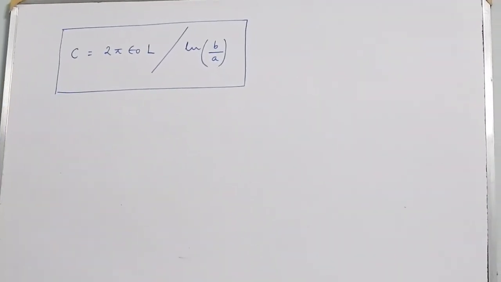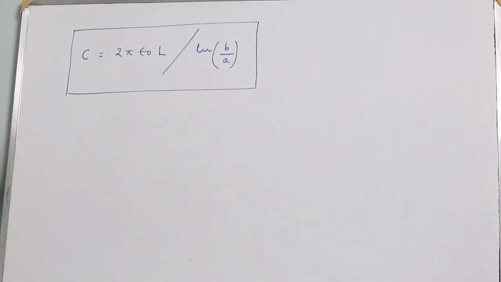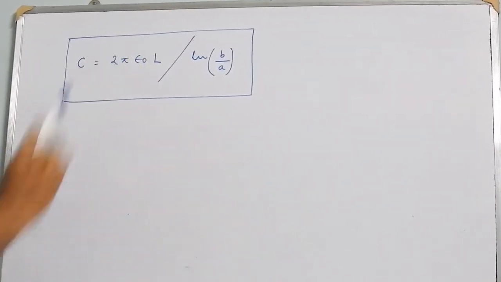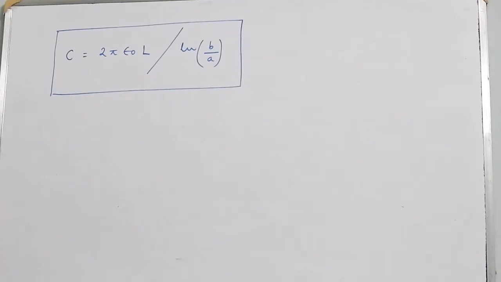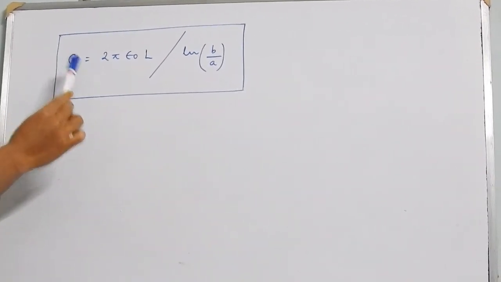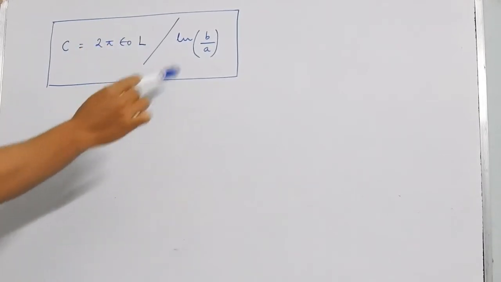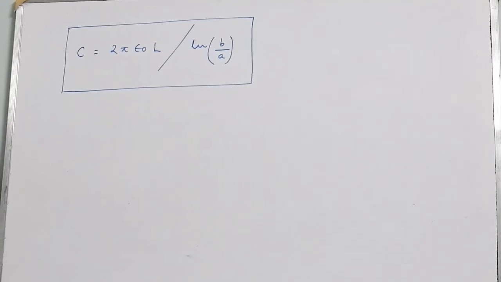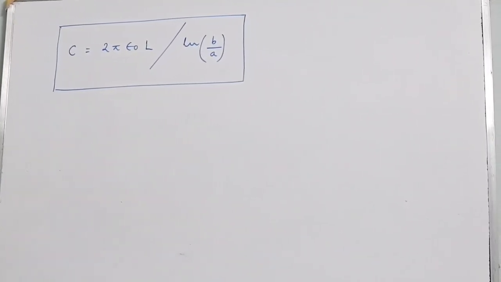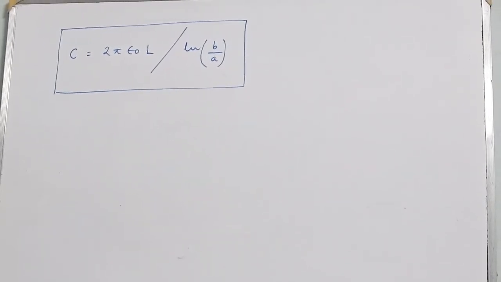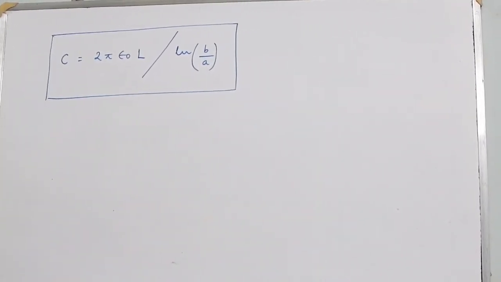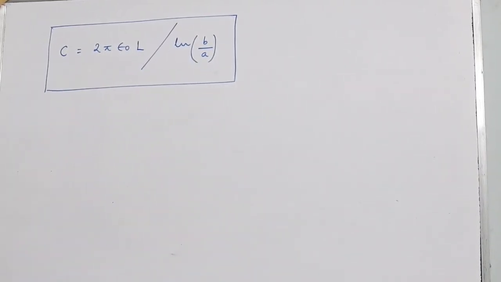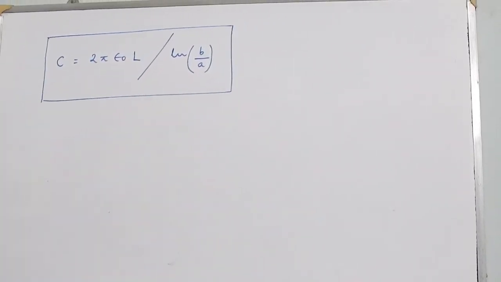In the last expression for the capacitance of a cylindrical capacitor, I wrote 2 pi epsilon 0 L ln b by a. By mistake, I did not write the division symbol. So the actual expression is C equal to 2 pi epsilon 0 L divided by ln b by a. Now from this expression, it is also clear that the capacitance again depends upon the geometrical factors, that is the length of the cylindrical capacitor, the radius a of the inner solid cylinder and the radius b of the outer cylindrical shell.